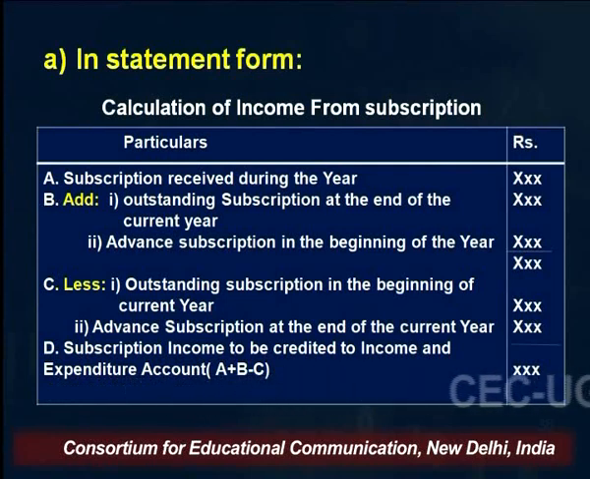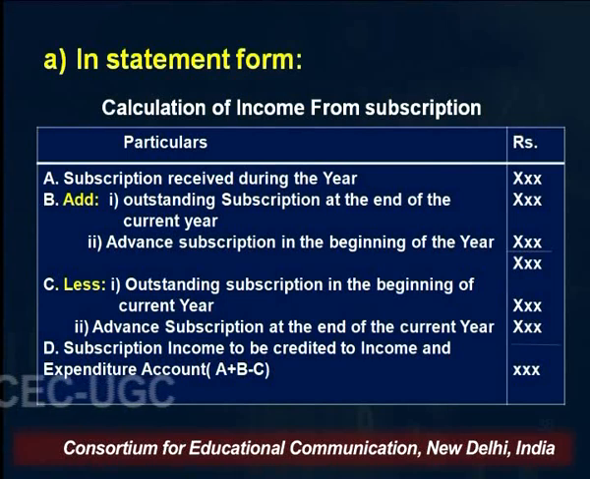So from the total subscription received during the year, we have to make certain adjustments, and these adjustments are regarding outstanding or advance subscription. Basically, what we are doing is calculating the amount which is to be shown on the credit side of the income and expenditure account. So we have to make certain adjustments regarding the same.